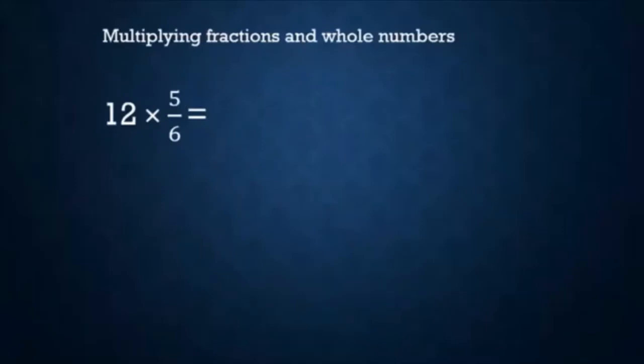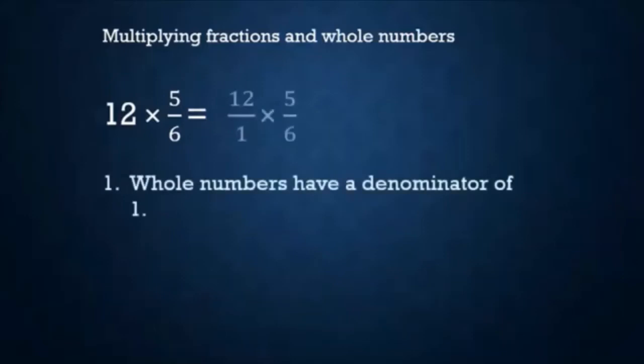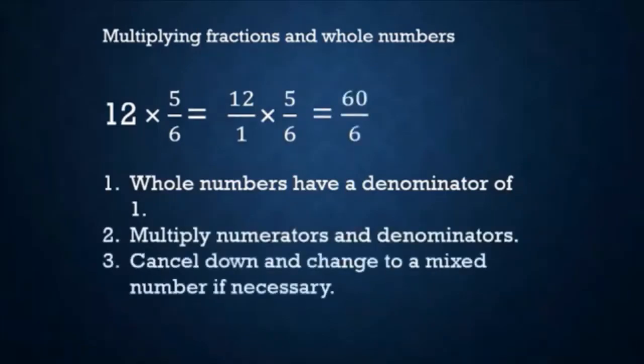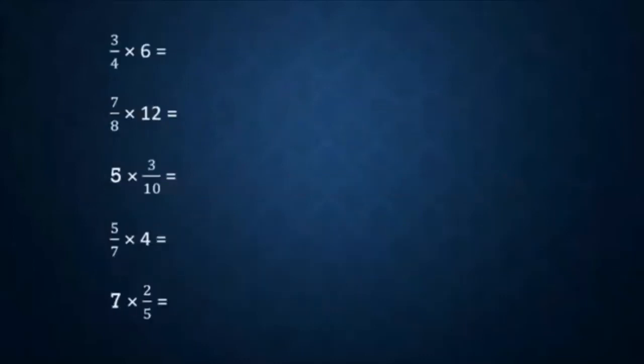Now let's learn about multiplying fractions and whole numbers. So first we will have to make the whole numbers into a fraction. So we'll make them 2. For example, the whole number is 12. We'll make them a fraction 12 by 1. Then we'll multiply the numerators and denominators are same, and if cancelled out and change to a mixed number if necessary. What is 3 by 4 into 6?